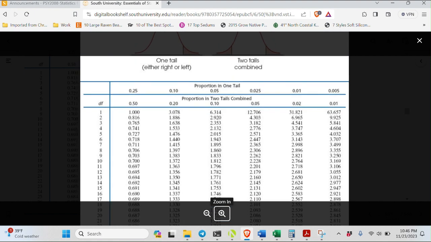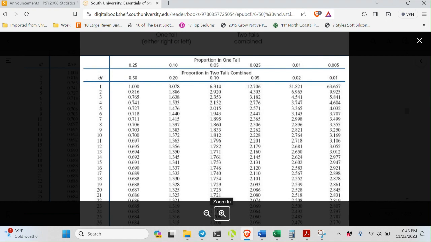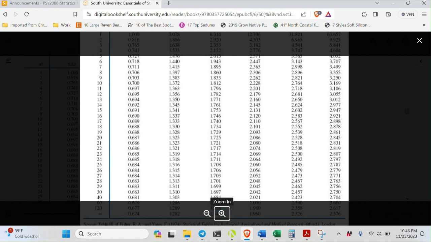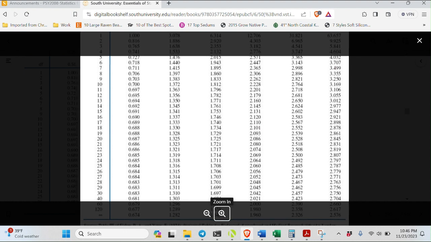So what you do is find the proportion in two tails combined. We want to go to the 0.05 column and go all the way down. Ideally, we would have degrees of freedom for 39, but we don't, so we're going to use 40. If you have the textbook open, you can follow down with your finger or keep track of which column it's at. Our critical value of t is 2.021.